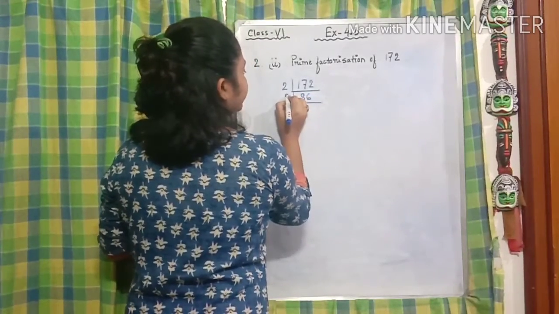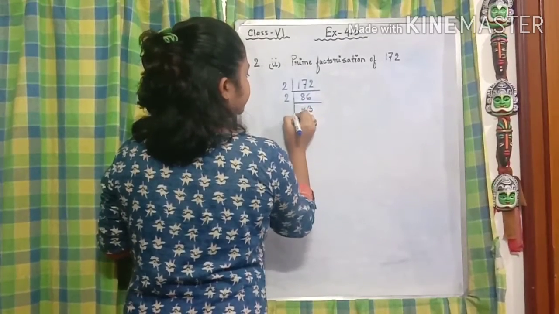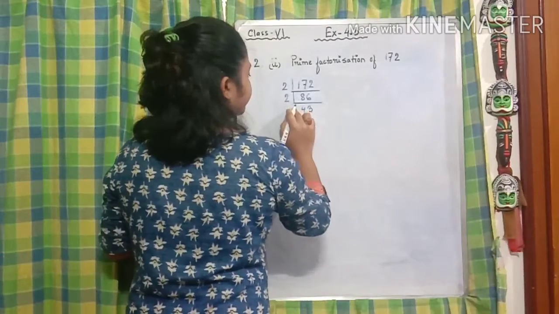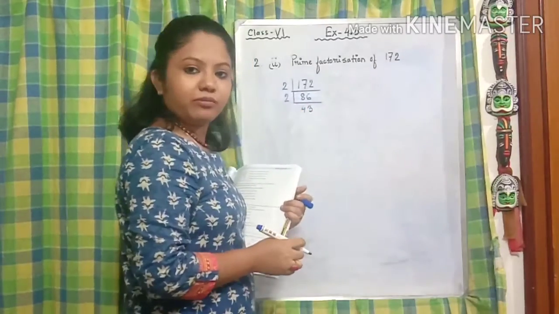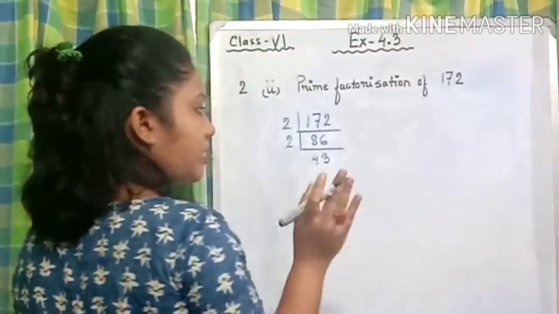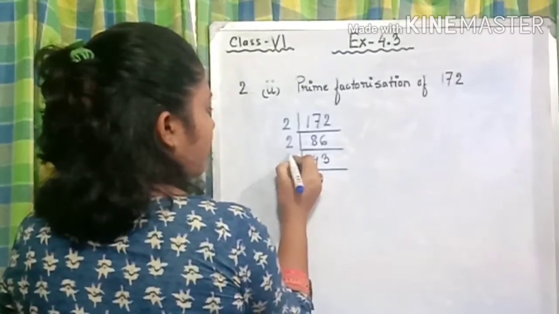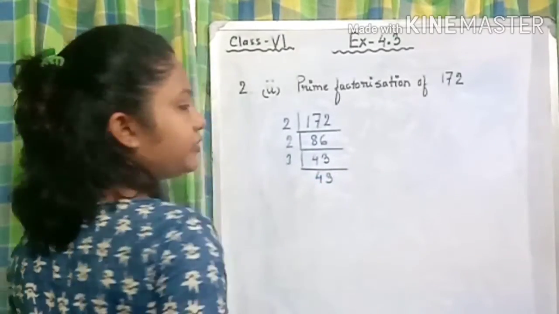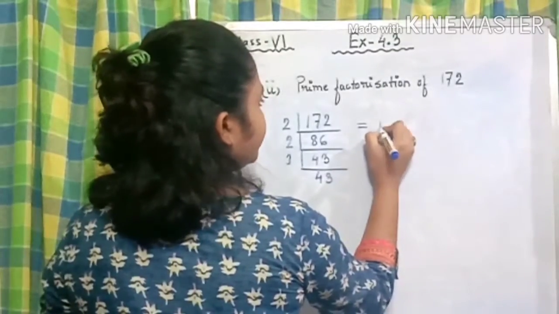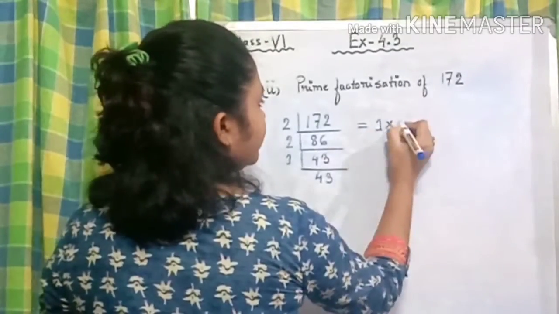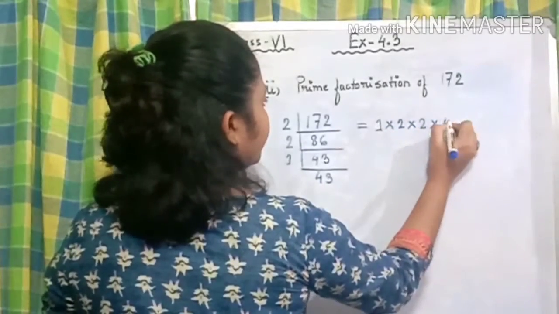Once again, we can divide this by 2. 2 4s are 8, 2 3s are 6. And here 43 is a prime number. As 43 is a prime number, it will be divided by 1 only, which also gives 43 itself. So what is the prime factorization of it? We are going to write it in ascending order: 1 into 2 into 2 into 43.